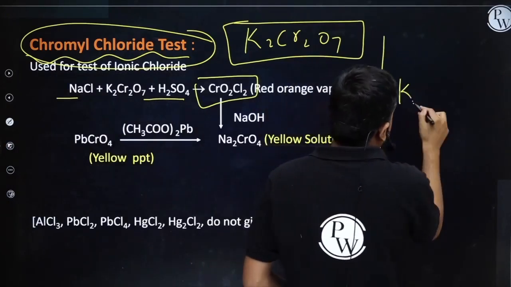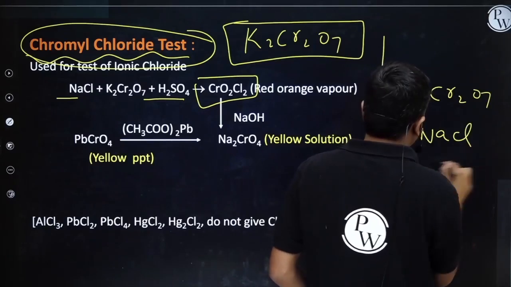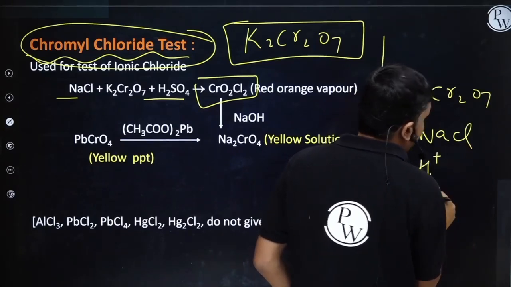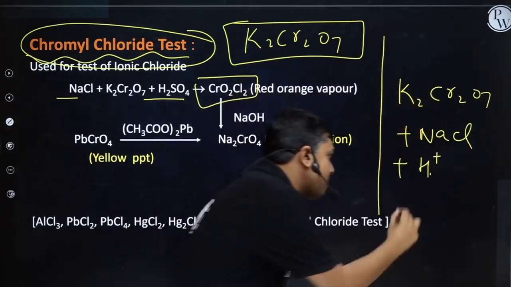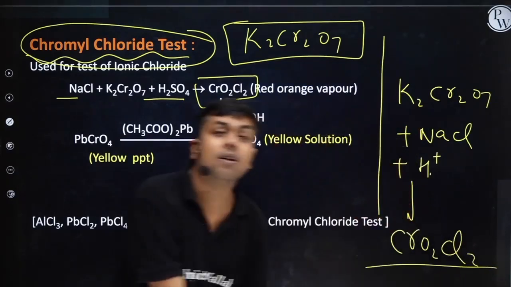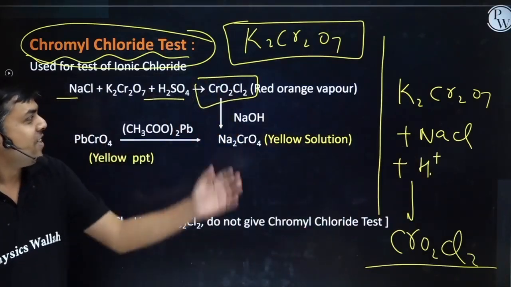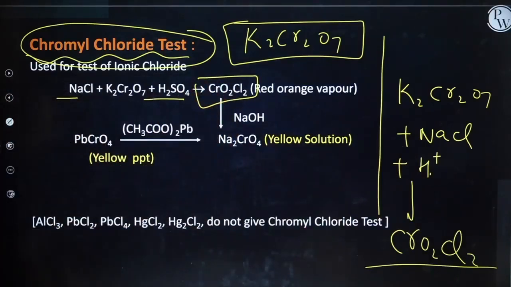Potassium dichromate, K2Cr2O7, you treat it with NaCl and with H+, that is H2SO4, the compound which we get is chromyl chloride. The color is very important: orange red or red orange vapor, whatever you say. Am I clear? So, red orange vapor of chromyl chloride.